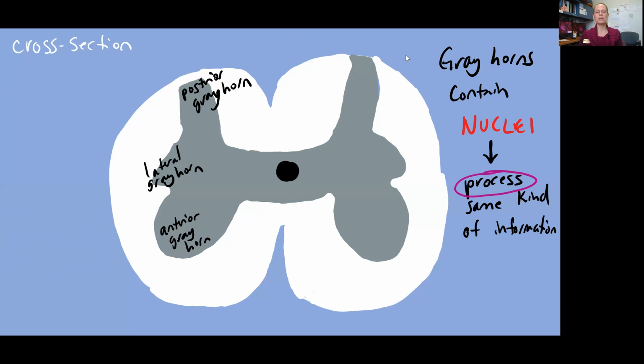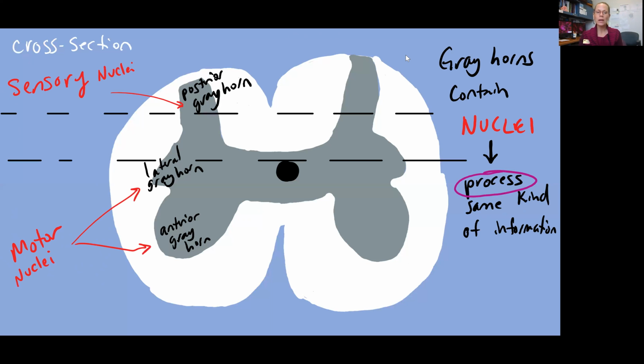Now, they're going to be processing the same kind of information. So we're going to have sensory nuclei and motor nuclei. Now notice that the sensory nuclei will be housed at the back in the posterior gray horn. So sensory information comes into the back of the spinal cord. And then motor nuclei will be housed in the anterior and lateral gray horns. And so motor information is leaving the spinal cord from the front of the spinal cord.